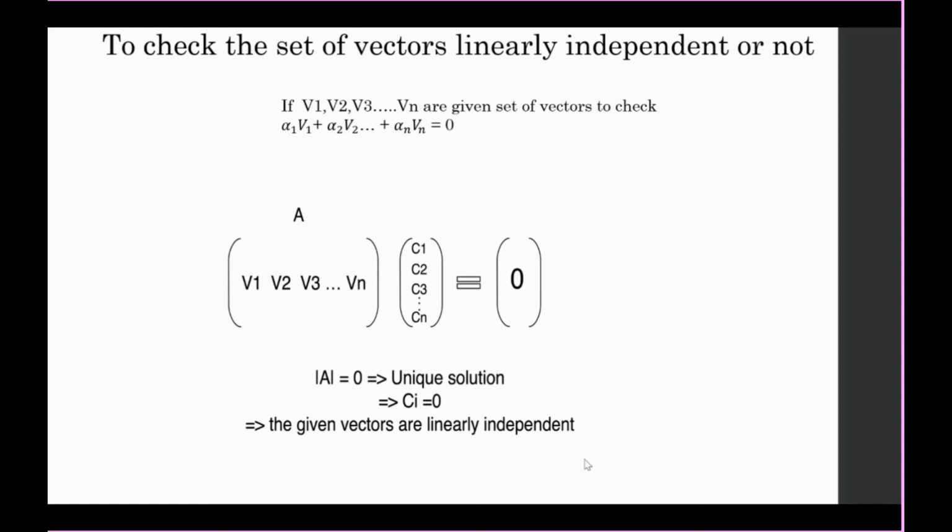If the determinant of A is equal to 0, then obviously you have infinitely many solutions. So some scalars are not equal to 0, but the linear combination becomes 0. By the definition of linearly independent vectors, it fails the condition, so the vectors are linearly dependent. So that is a printing error. It's not determinant of A equal to 0, it's determinant of A not equal to 0.